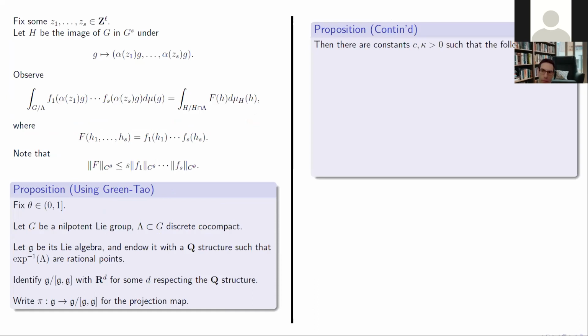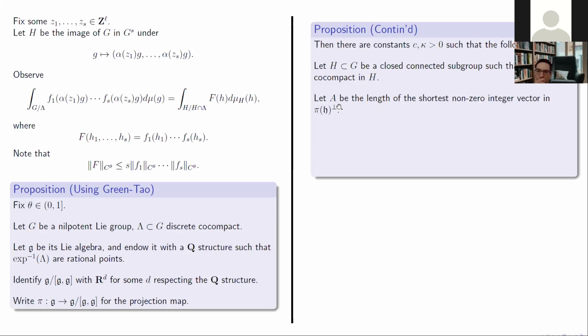Okay, so the proposition continues. So with this setup, there are some constants C and kappa such that the following holds. So I need some closed connected subgroup H inside G such that it intersects my lattice lambda in a co-compact subgroup. So this means that when I look at the image of H inside the Nil manifold, it will be a sub-nil manifold.